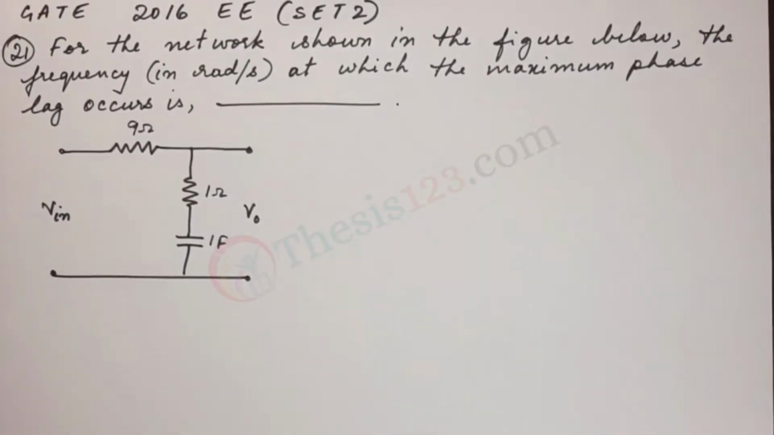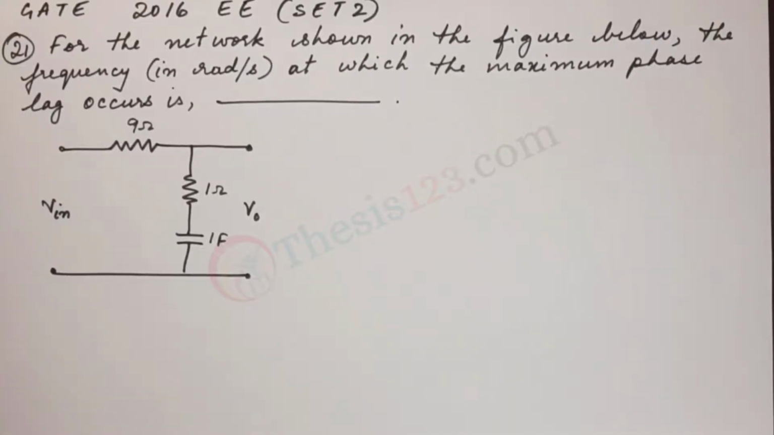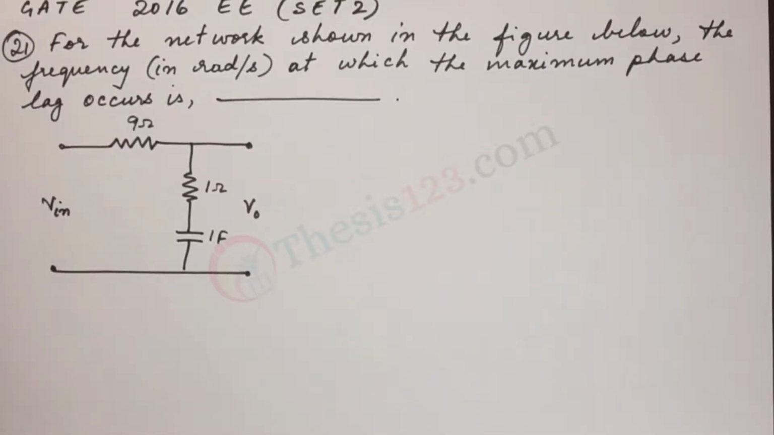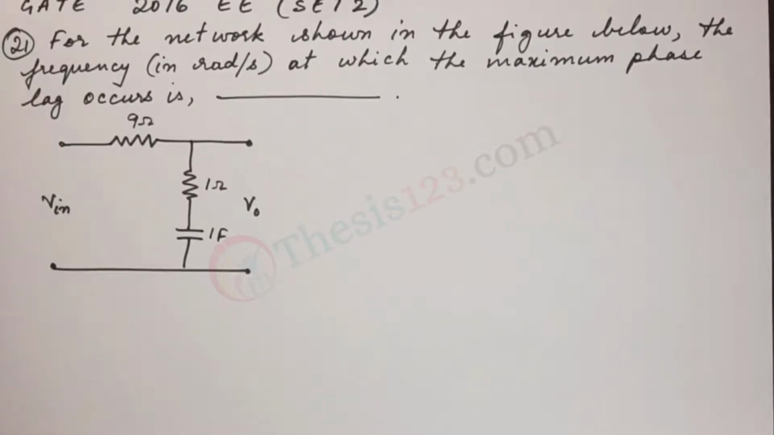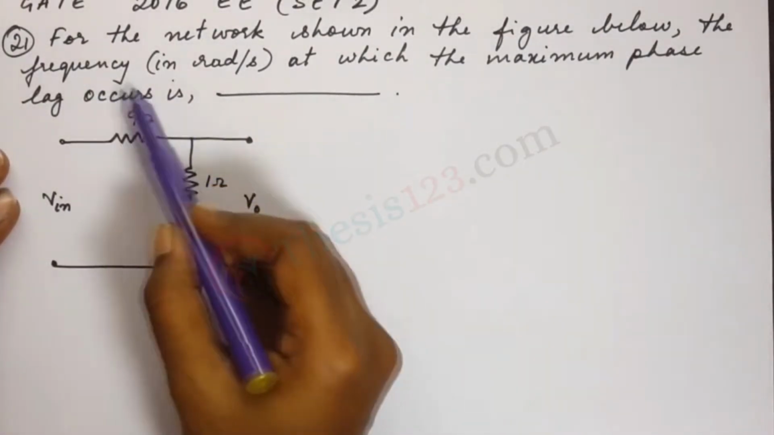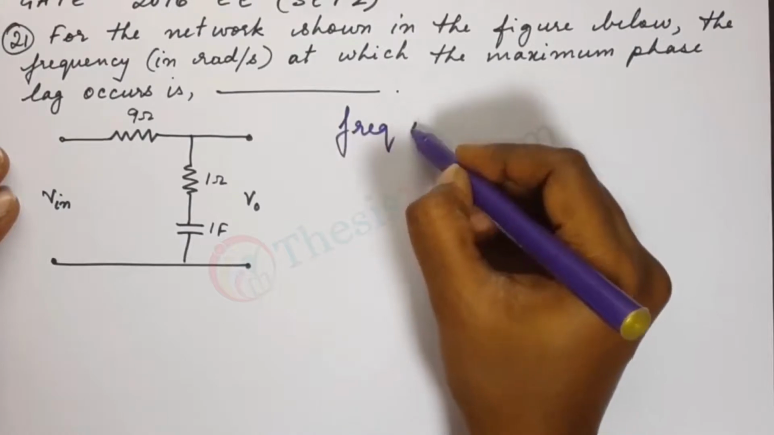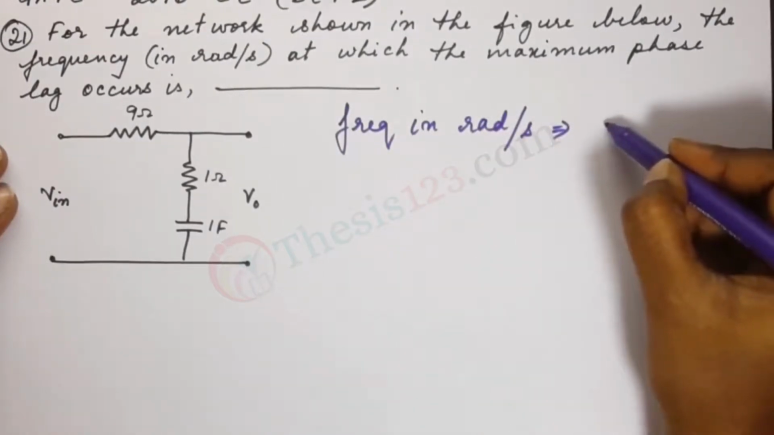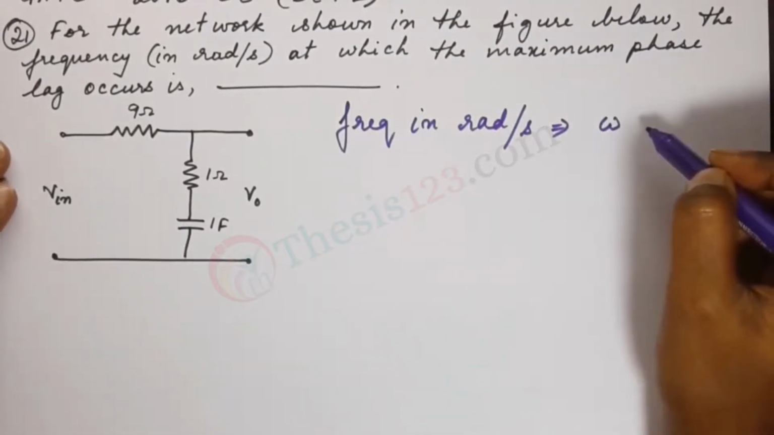The next question, number 21. For the network shown in the figure below, the frequency in radians per second at which the maximum phase lag occurs is dash. Okay, so here we have been given a circuit, a network, and we have been asked for the frequency in radians per second. So frequency in radians per second is the angular frequency omega. So we need to find out the angular frequency omega.